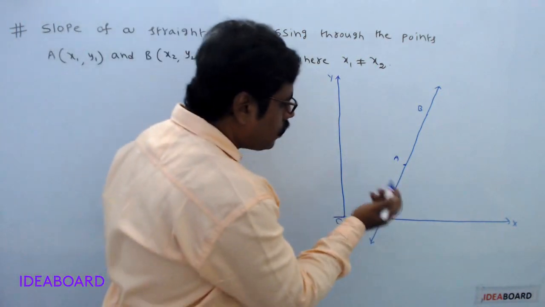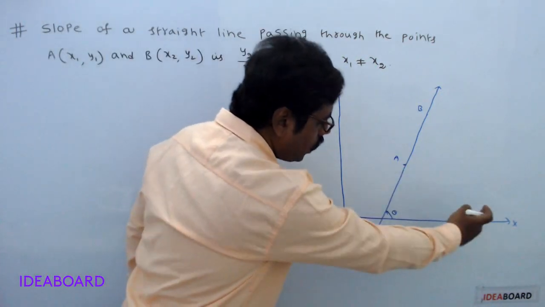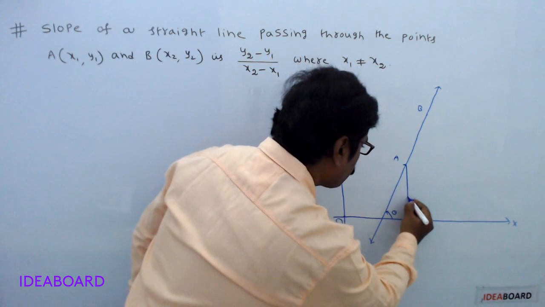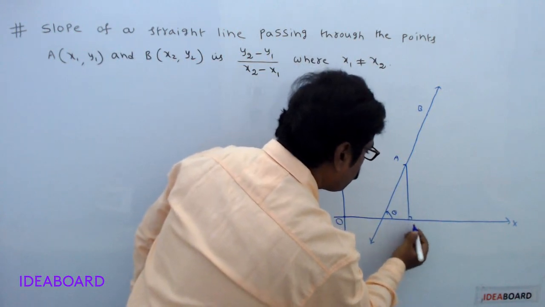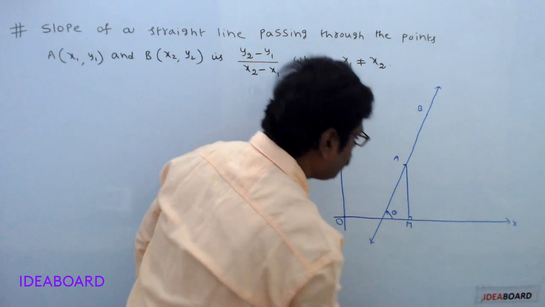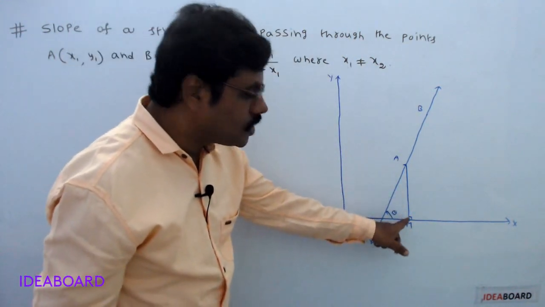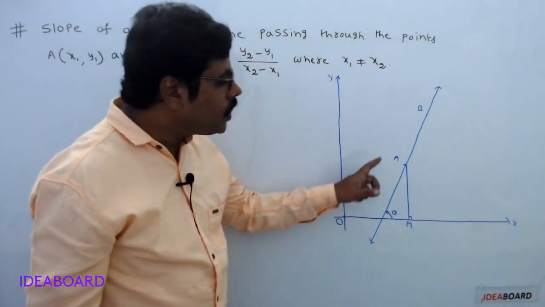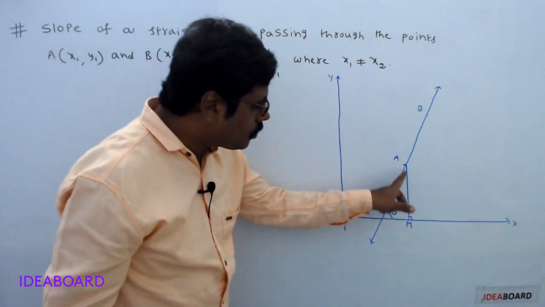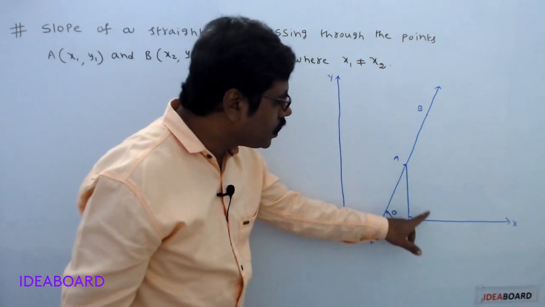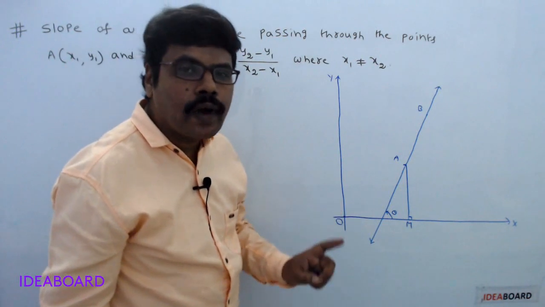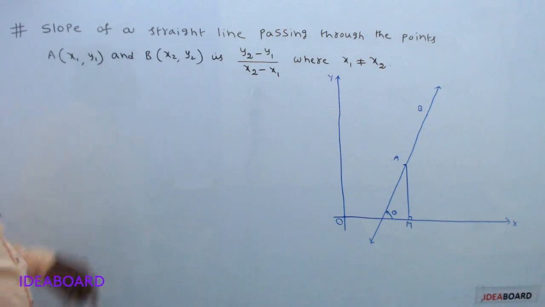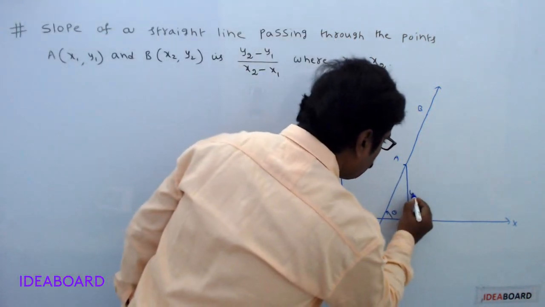Now draw a perpendicular from the point A onto the x-axis. Now denote this point with the letter M. The perpendicular distance from any point onto the x-axis is called the y-coordinate of that point. Here the y-coordinate of A is y1, so this length is y1.